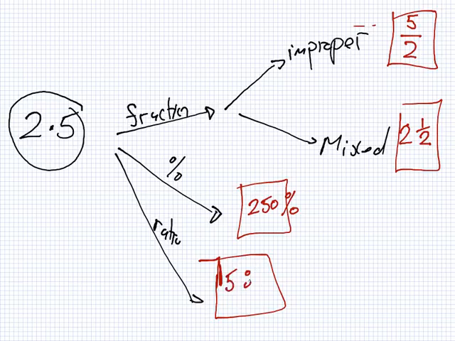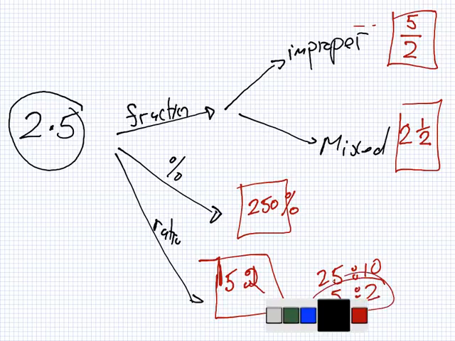Okay, 5 to 1, and you said 25 to 10, which is 5 to 2. Yes, 5 to 2. It's the same thing. Good. Okay, can I continue?